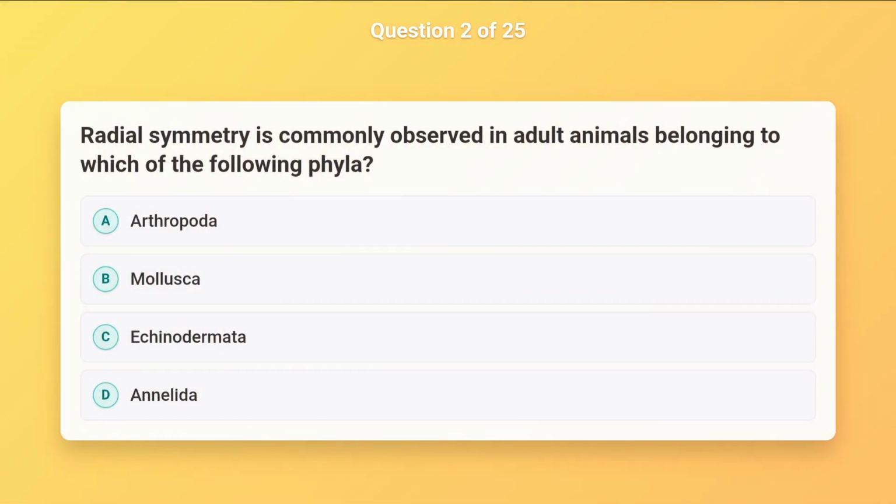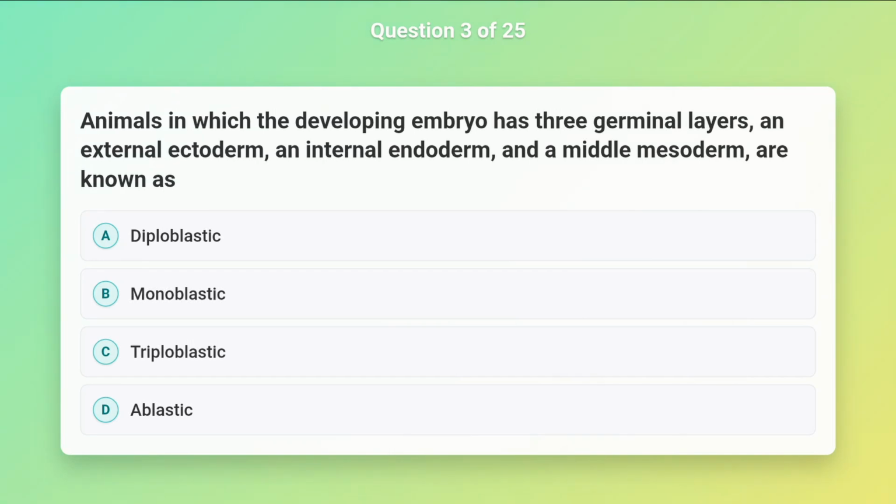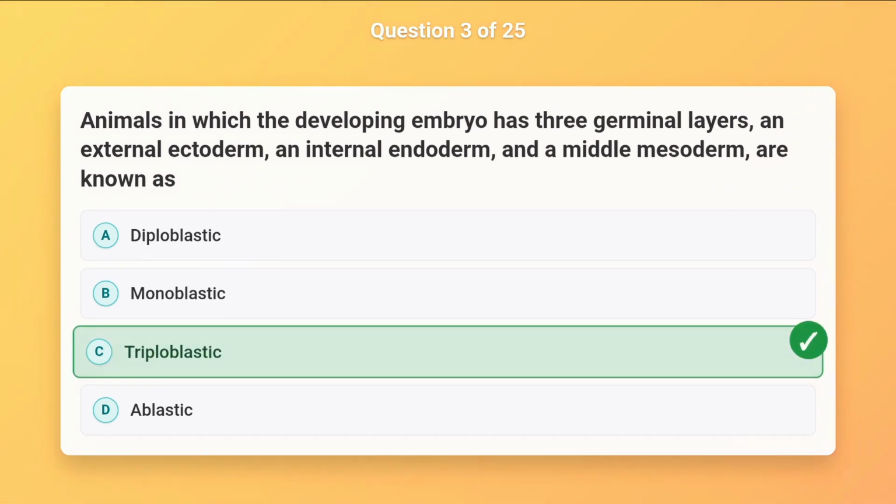Radial symmetry is commonly observed in adult animals belonging to which of the following phyla? Echinodermata. Animals in which the developing embryo has three germinal layers, an external ectoderm, an internal endoderm, and a middle mesoderm, are known as triploblastic.